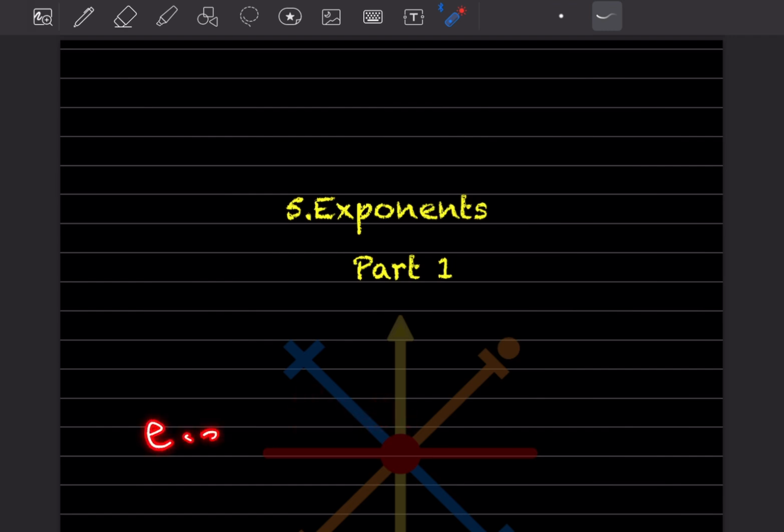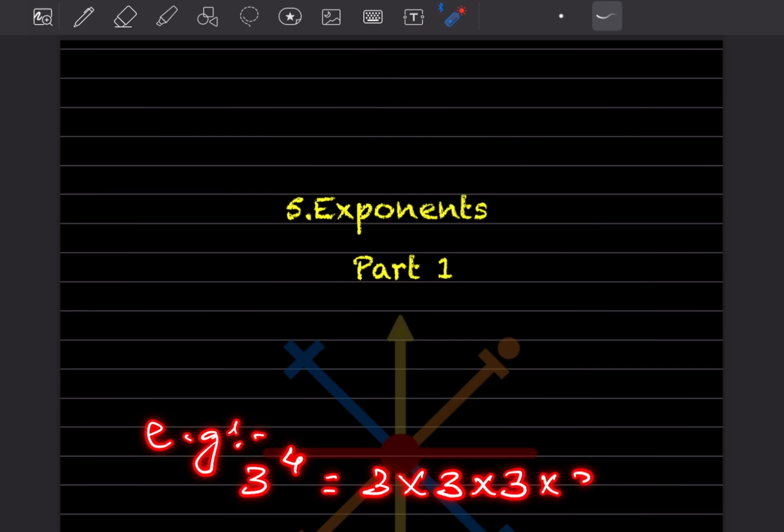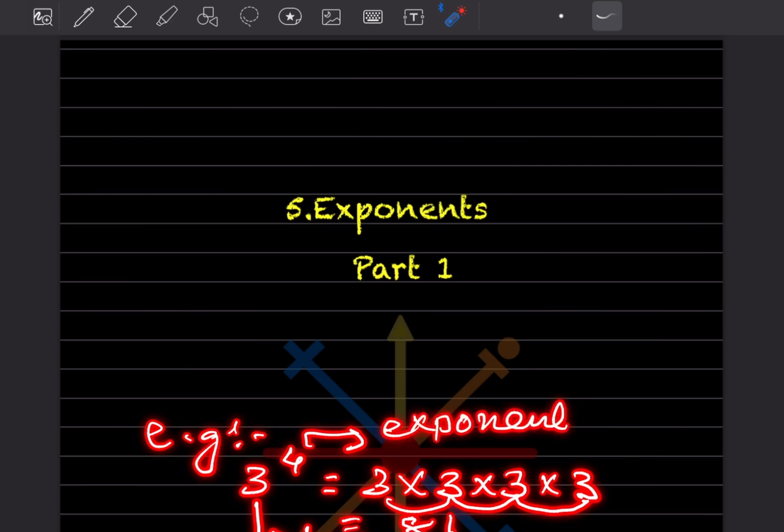Suppose we take the example 3 raised to 4. So 3 raised to 4 means this 3 will be multiplied 4 times. That is going to be 3 3s are 9, 9 3s are 27, 27 3s are 81. So here, this 3 is called the base, and this 4 we can call the exponent, or also the power. It means multiply 3, 4 times.